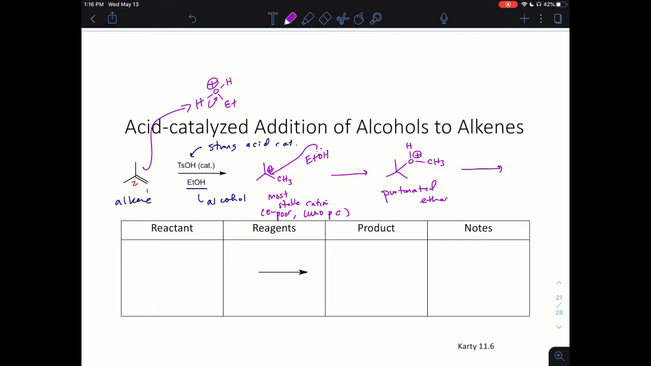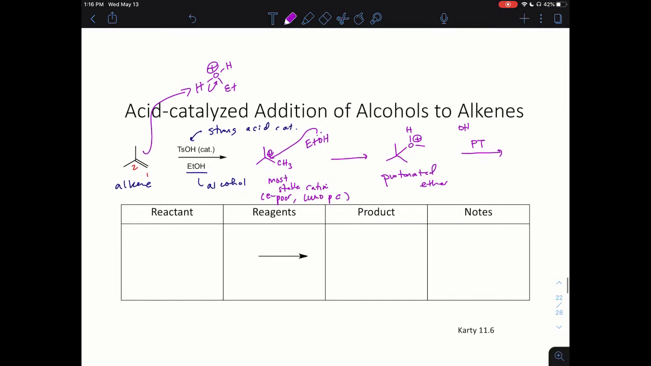which will be deprotonated by what? Yes, by, I don't know why I've switched to methanol. I'm sorry, we're in ethanol. It will be deprotonated by another molecule of ethanol to generate an ether functionality. Cool. So by switching water for an alcohol, we generate an ether. And remember, we learned how to synthesize ethers a few classes ago. So this is great. We have another way to make ethers now.